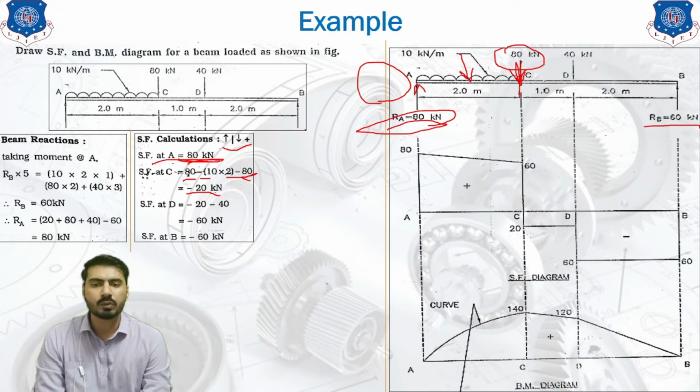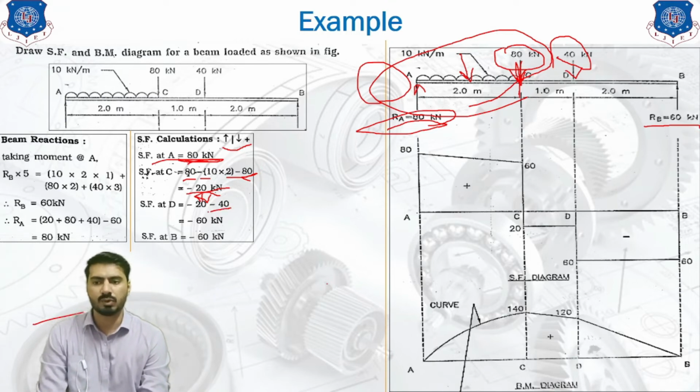Now move forward to point D. At point D, these forces are already there, and we have already made an algebraic sum of these forces as minus 20. So we are going to take that directly. So minus 20 is taken from the previous point. Now, which force is getting added at point D? It is 40 kilonewton. 40 kilonewton is going in a downward direction. As it is in a downward direction, we are going to take it as negative. So it's minus 40. So the final answer comes out to be minus 60.